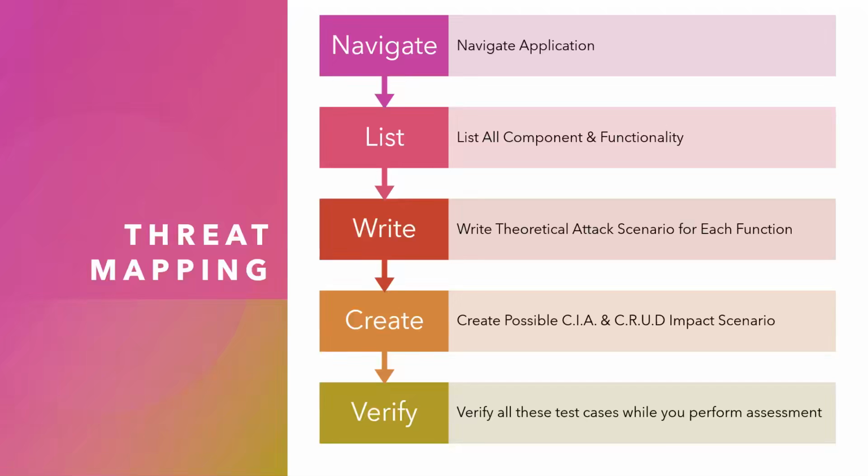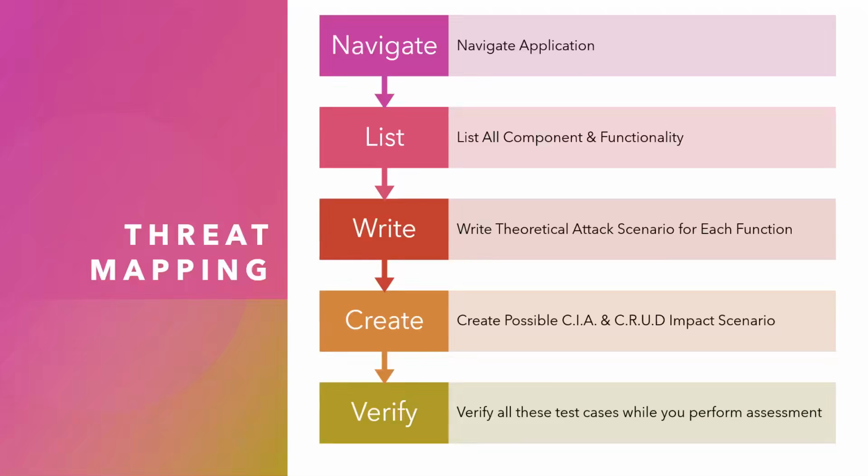So threat mapping helps you to understand what could be the possible test cases for each application, each functionality, and each component. Now, how do you go about threat mapping? Threat mapping, threat modeling, and hunting are totally different processes. But to make it very easy to understand and possible for everyone to implement, I have divided it into 5 steps. Navigate the application.